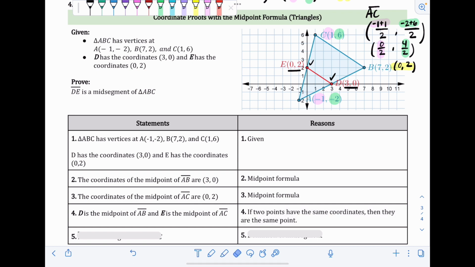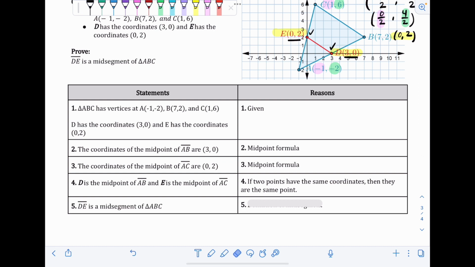Okay, and then for the reason, if 2 points have the same coordinates, they are the same point. So it's not referring to D and E being the same point, it's referring to E being the same thing as 0, 2, and D being the same thing as 3, 0. And now that we've said D and E are the midpoints, that's what a midsegment is: a little segment inside of a triangle that connects the midpoints of the two sides. So we're able to wrap up the proof.